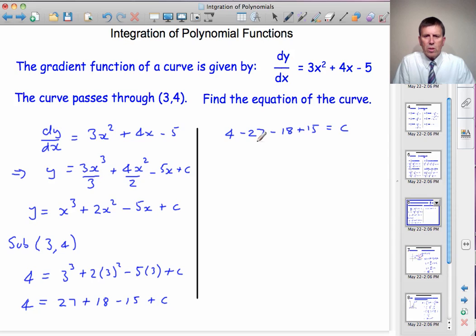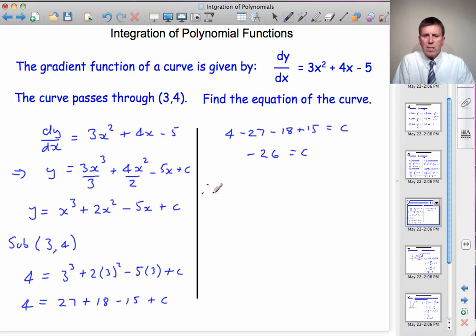So what have we got? We've got 27, 37, 45 negatives there, plus 15 makes it 30 negatives, and then plus 4 makes it minus 26. So minus 26 is equal to c.